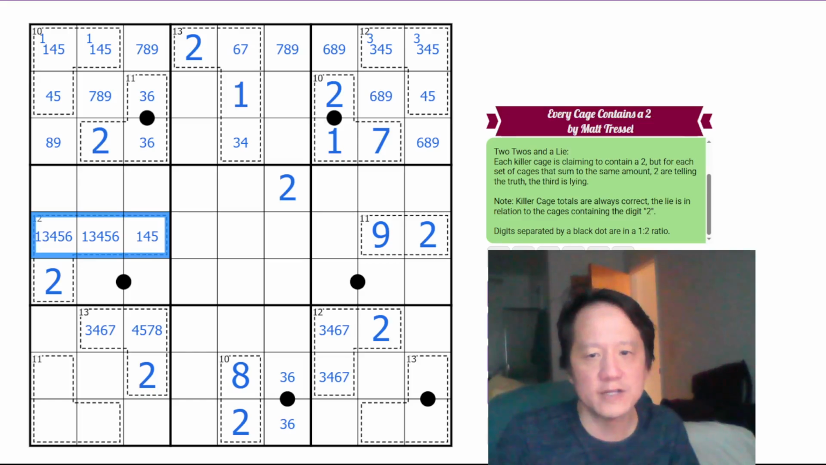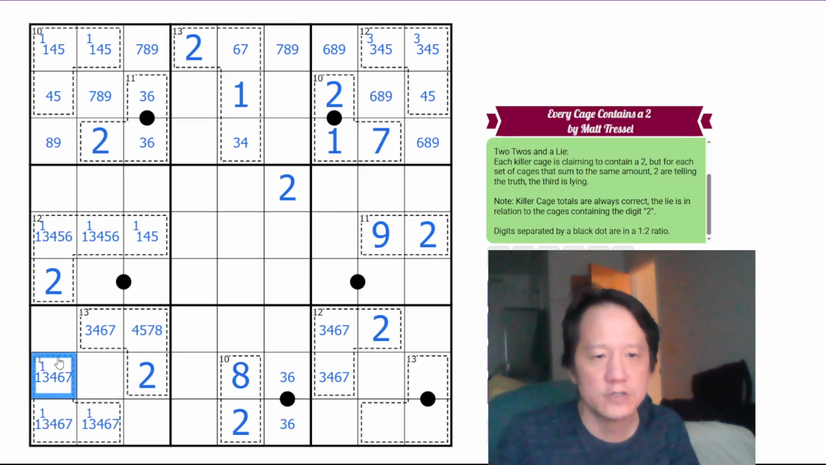Either way, 1 has to be one of these digits here. This 11 cannot contain a 2. It can't be 3, 4, 5. It must contain a 1. So 1 has to be one of these digits. It could be 1, 3, 7 adding up to 11, 1, 4, 6 adding up to 11. And those are the only possibilities. So 1 has to be here. This has a 2.